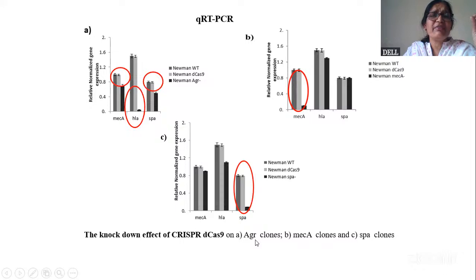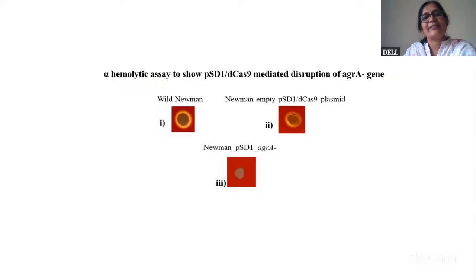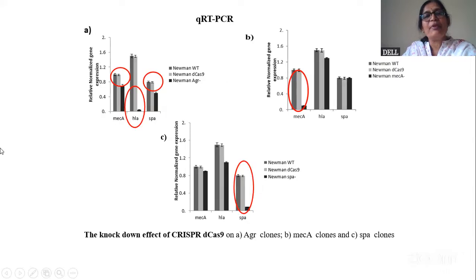With AGR spacers, many genes were downregulated. MECA was downregulated, HLA was downregulated, and SPA was downregulated in AGR. But in the case of MECA and SPA clones, only the MECA gene or only the SPA gene was downregulated. So what we thought was that the AGR spacer would be an optimal spacer to use in order to control antimicrobial resistance. Because of the previous result, hemolysin was completely downregulated.